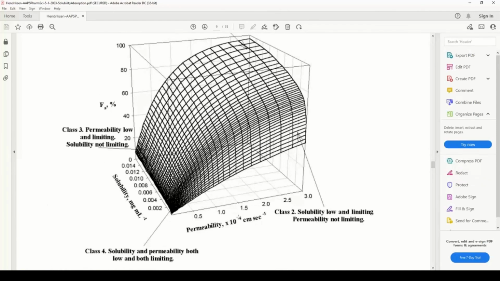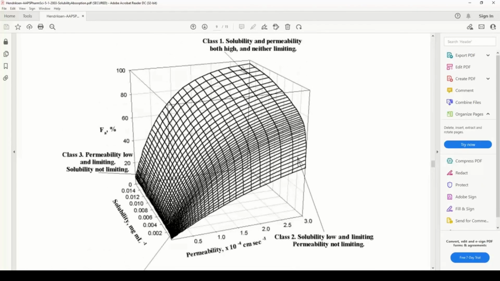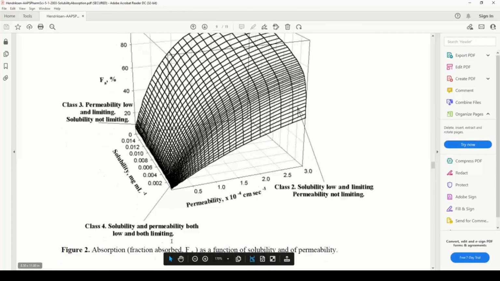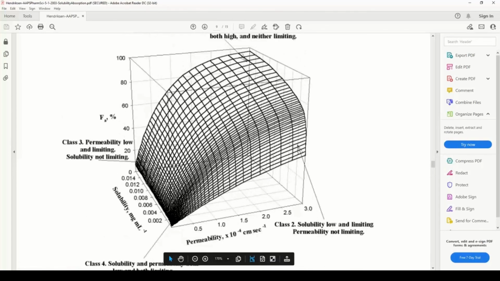And then you have here the four classes: class 1 compounds that have both high solubility and permeability, class 2 compounds that have low solubility, which is limiting, and high permeability. Then you have class 3 compounds that are the reverse, low and limiting permeability and not limiting in solubility. And then you have compounds that are limited by both permeability and solubility, referred to as class 4 compounds.